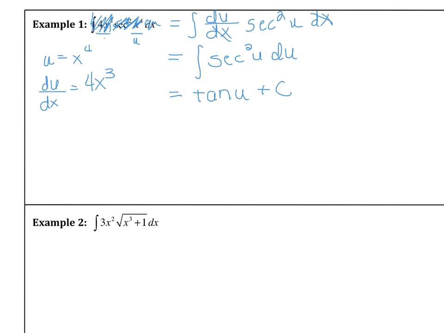And so now the last step is just to back substitute so that we give the answer in terms of x, right, that was used in the original expression. So instead of tangent of u, right, we will have the tangent of x to the fourth plus c. And if you go ahead and differentiate this expression in black, you will get the expression that was originally in your integrand, provided that you remember your chain rule.